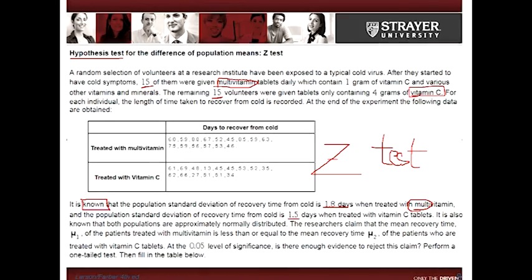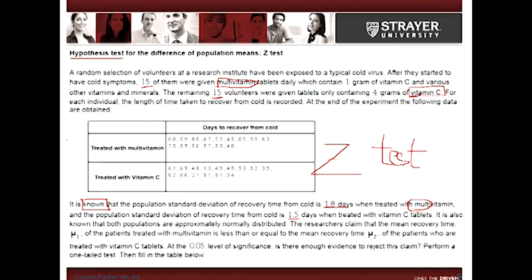The reason you can use the z-test is because you know the standard deviations of the population. Otherwise, these samples are too small to use the z-test. If you don't know your population standard deviations, then you would have to use the t-test. It is also known that both populations are normally distributed.